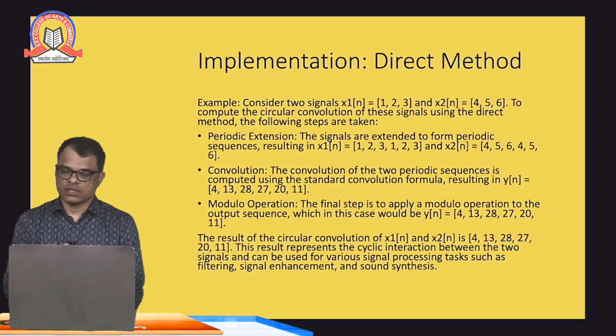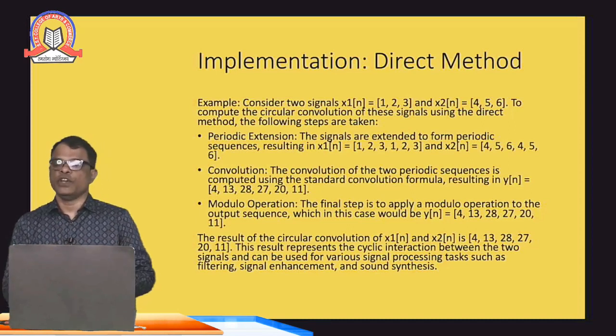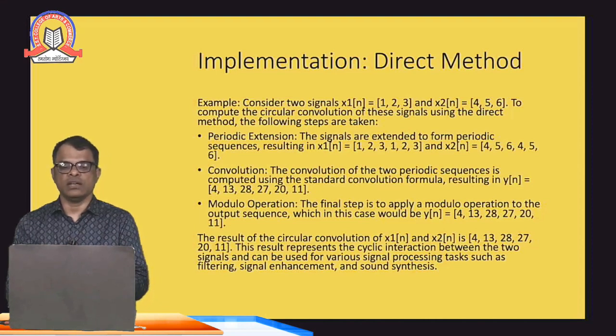Now convolution. Second part is convolution. The normal convolution we have to do. The convolution of those two periodic sequences is computed using the standard convolution formula, resulting in y of n. In the earlier video, I already showed you how we have to do the circular convolution. That we have to apply, and we get a new signal, that is 4, 13, 28, 27, 20 and 11.